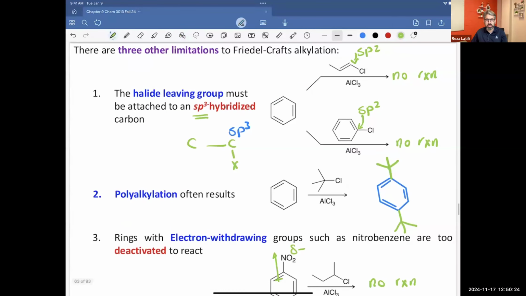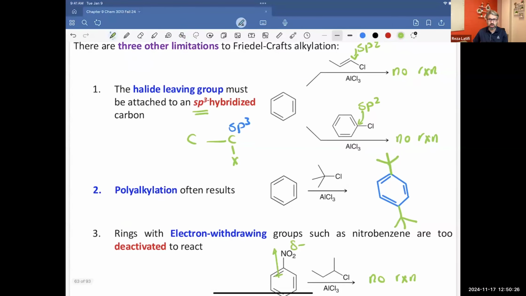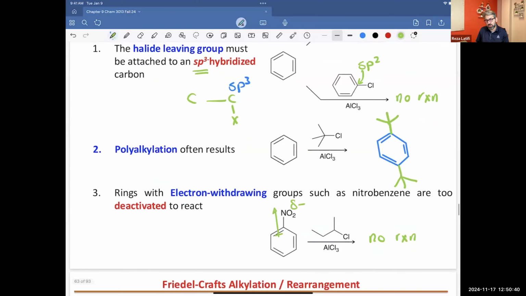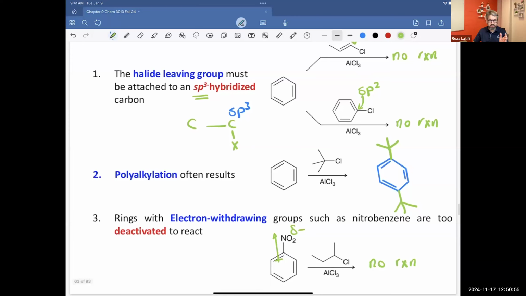When is the Friedel-Crafts reaction going to fail? One, whenever the halide is attached to a carbon with sp2 hybridization, anything other than sp3. Next thing is, we said if we have an electron withdrawing group, it is going to pull the electron density from the ring. Now the ring will be empty of electron density, or it cannot donate electrons to the electrophile, so the reaction is not going to happen. And next is the second one.